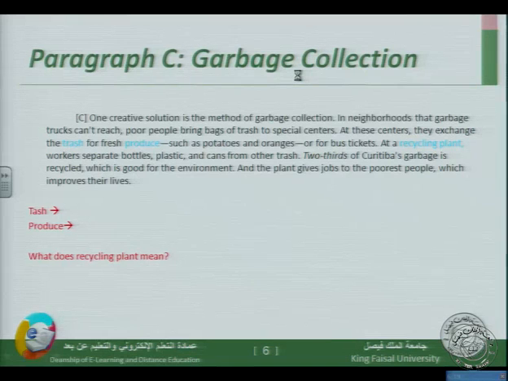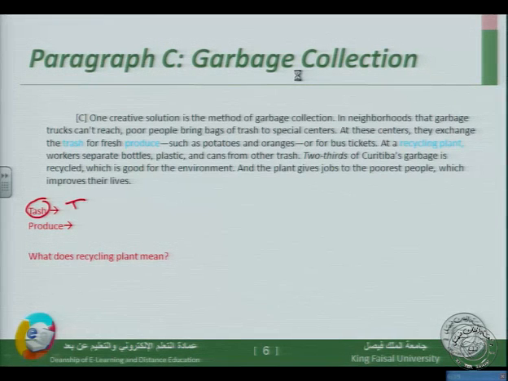One creative solution is the method of garbage collection. In neighborhoods that garbage trucks cannot reach, poor people bring bags of trash to special centers. At these centers, they exchange the trash for fresh produce, such as potatoes and oranges, or for bus tickets. At the recycling plants, workers separate bottles, plastic, and cans from other trash. Two thirds of Curitiba's garbage is recycled, which is good for the environment, and the plant gives jobs to the poorest people, which improves their lives.